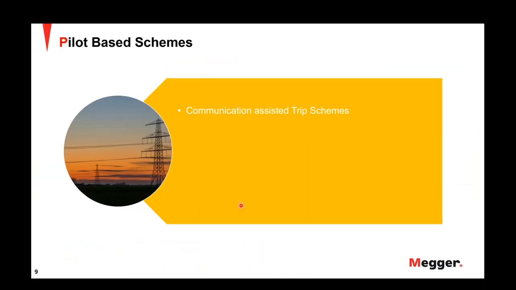They are basically communication-assisted schemes. What it means is that there could be a two-end line or a multi-terminal line, so there will be more than one protective relay involved in these types of schemes. Because they are communication-assisted schemes, there will be some kind of communication channel used to interconnect these different protective devices in the system, so they exchange information to validate the protection scheme. And these are considered fast tripping schemes when you compare them with the conventional non-communication based schemes.